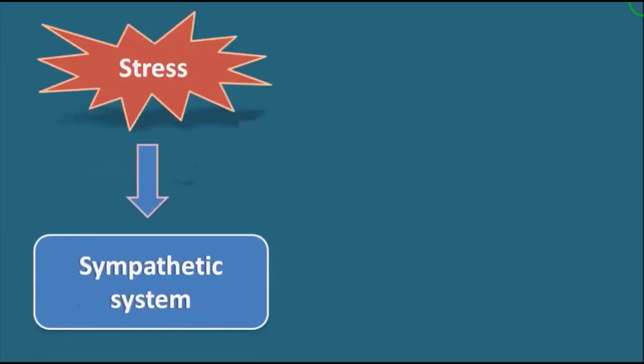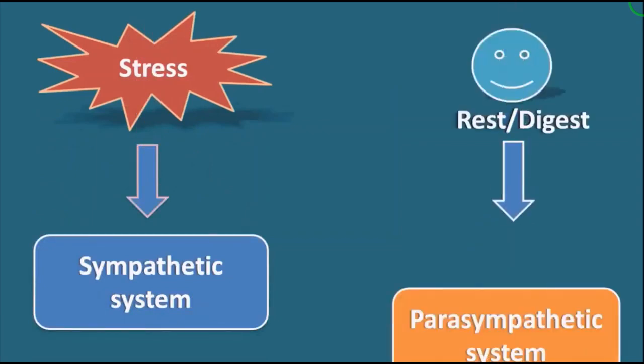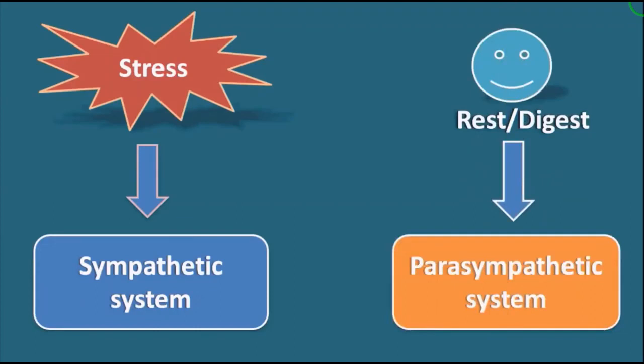So this system can activate under stress conditions. Under stress, the sympathetic system activates, and under the rest or digest condition, the parasympathetic system activates. The sympathetic nervous system is known as the fight or flight response, and the parasympathetic system is known as the rest or digest response. Now we can see some examples.